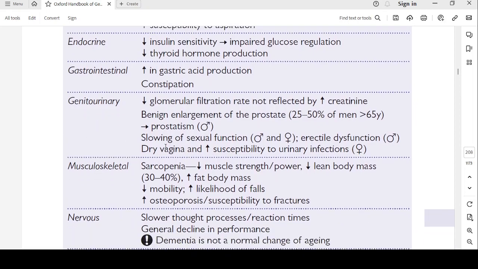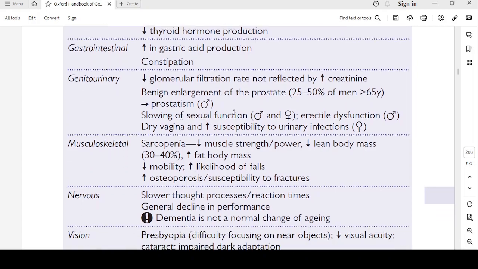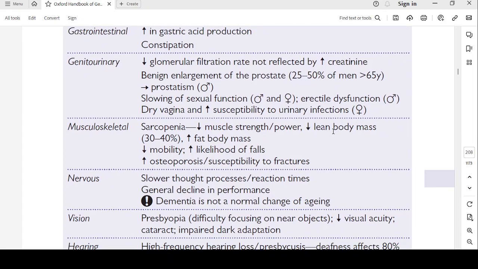Genitourinary: decreased glomerular filtration rate not reflected by increased creatinine. Benign enlargement of the prostate, 25 to 50% of men more than 65 years have prostatism. Slowing of sexual function, erectile dysfunction, dry vagina and increased susceptibility to urinary infections in females.